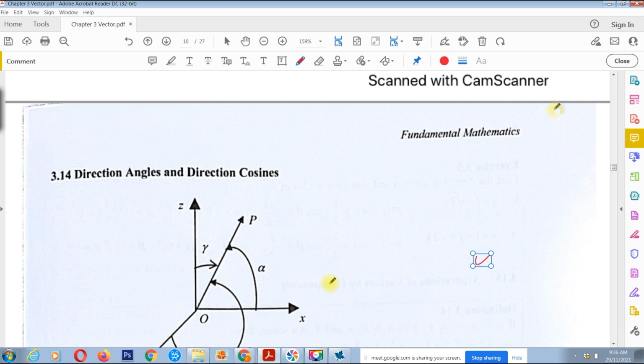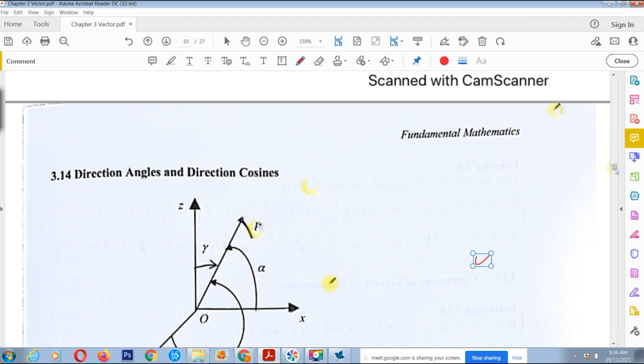Okay, direction angle and direction cosine. As we can see here, we have three-dimensional space. We have an angle between the x-axis and the point P, OP. Alpha is the angle between the x-axis and OP.